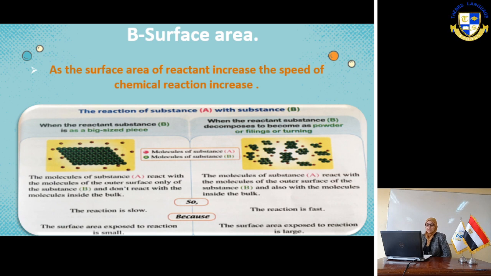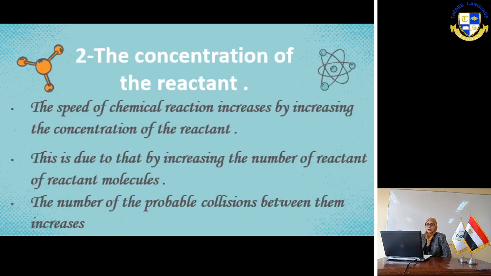So the molecules of substance A react with molecules of the outer surface only of substance B and don't react with the inside molecules. And in B, what happened? The molecules of substance A react with molecules of the outer surface of the substance and also with the molecules inside. So the reaction here is very slow and the reaction here is very fast, because the surface area exposed to the reaction is small, and on the other side the surface area exposed to the reaction is large.